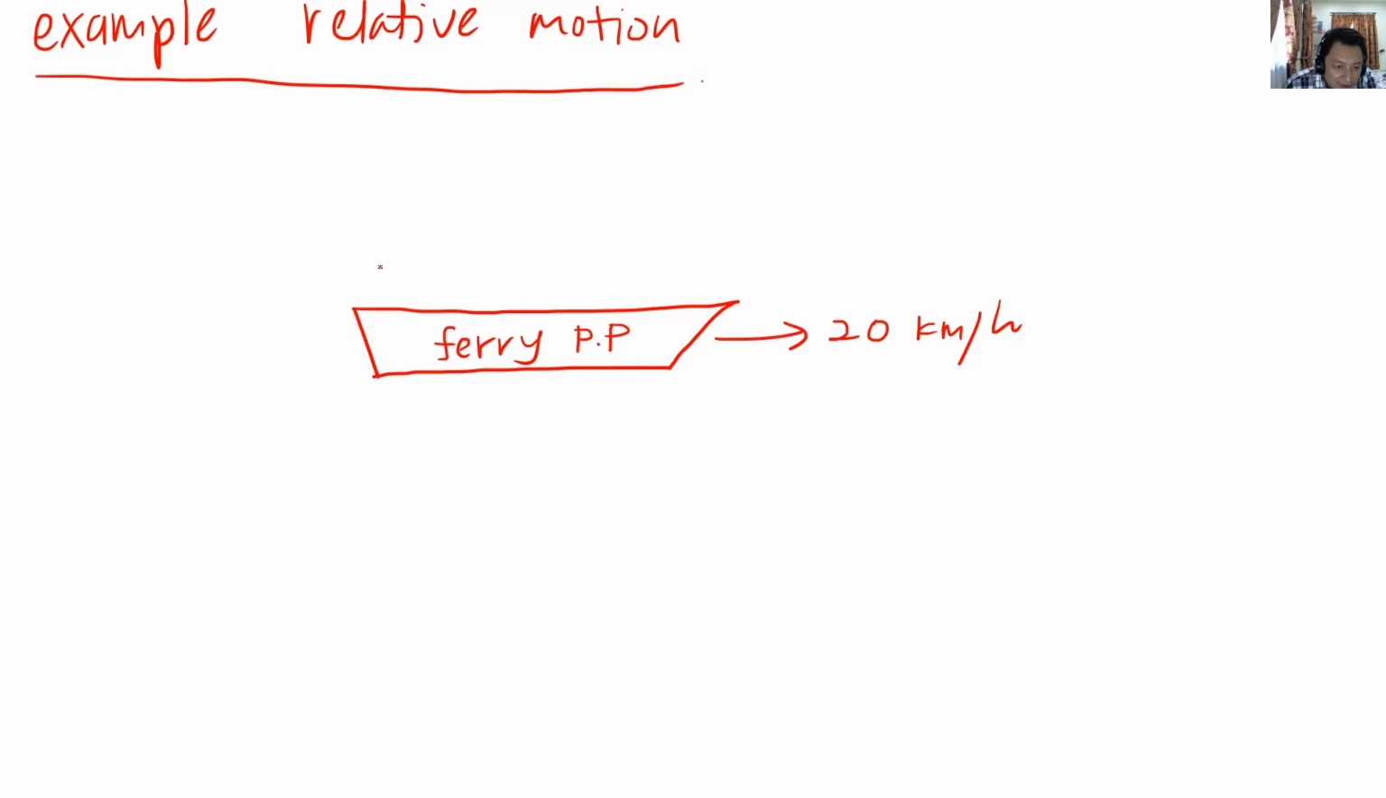So you are on a ferry. Let's say you are riding a motorcycle. This is your motorcycle, or souped up motorcycle. The ferry is traveling at 20 km per hour. Let's give them names: the ferry is A, you are B.